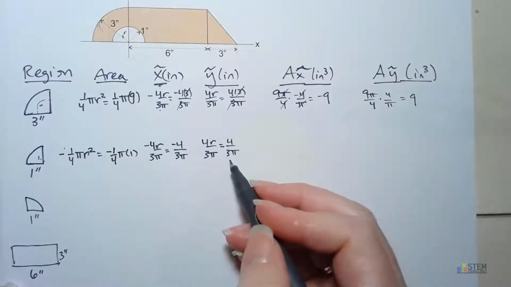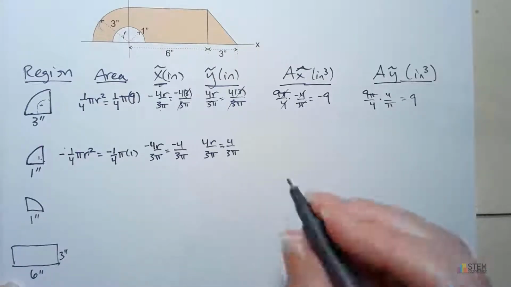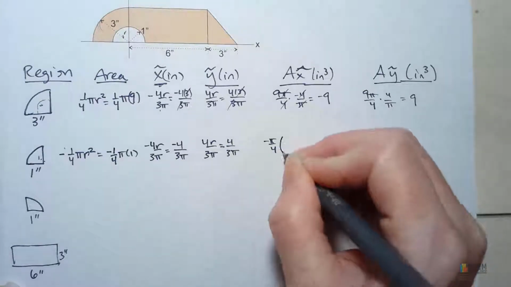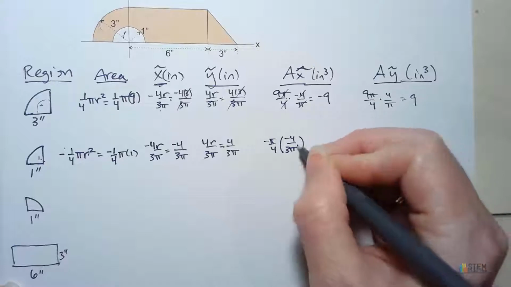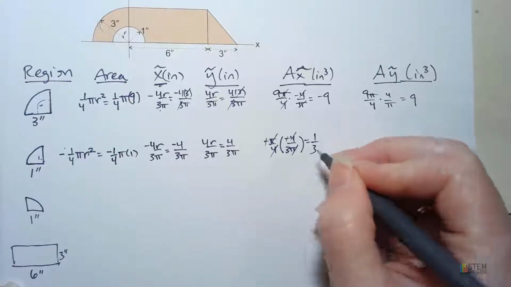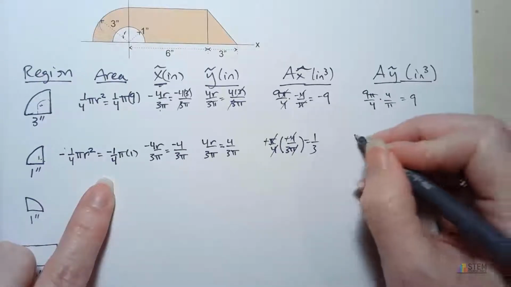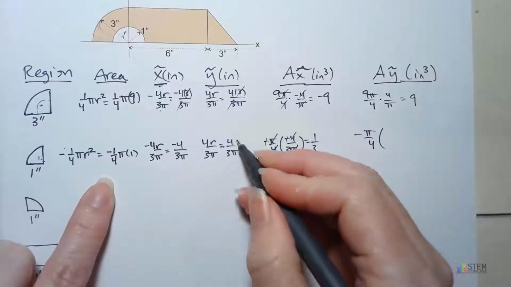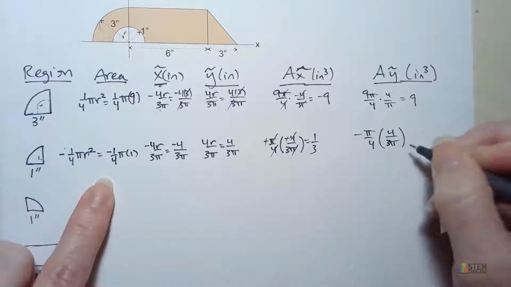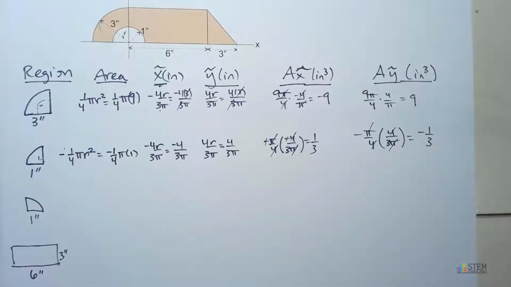Now we just need to go through, multiply. We're going to have negative pi over 4 times negative 4 over 3 pi. So we put that in, the pi's cancel, 4's cancel, negatives turn positive, you get 1/3. Over here, we're going to have the negative pi over 4. And then we need to multiply that by 4 over 3 pi. Okay, so again, you're going to have a lot of that stuff go away. That gives you negative 1/3. Alright, so now we got that. Now you just keep doing that same process over and over for each of your shapes.